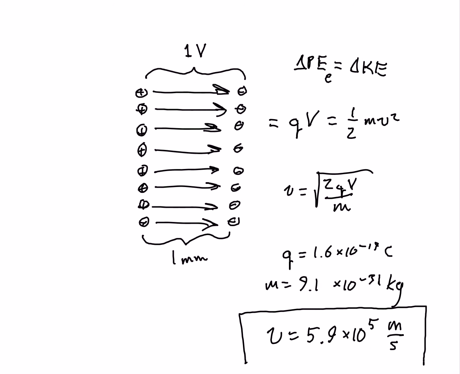Now we can do another problem with this setup. We can say, what if the distance between this positively charged plate and this negatively charged parallel plate is 1 millimeter? What then is the electric field in between them? Well, using the definition of voltage in terms of electric field, the electric field is just delta V over delta X.